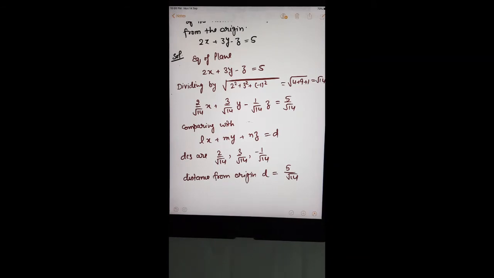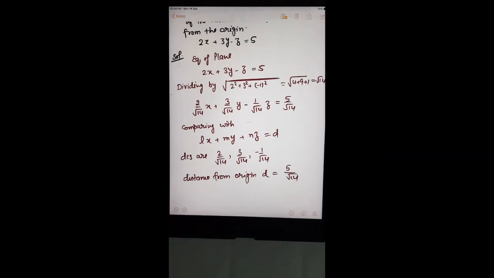So if any plane is given, then first of all take the coefficients of x, y and z, square them, add them, then take the square root, and divide the whole equation by the number obtained. So we can write the equation of plane in this form, where the direction cosines are given.